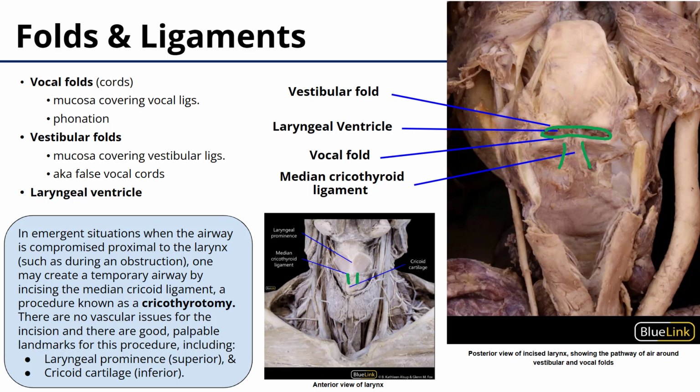A cricothyrotomy is an emergent procedure to gain access to the airway if there is a proximal obstruction to it. What's good about a cricothyrotomy is that there are palpable landmarks, the laryngeal prominence superior to it and the cricoid cartilage inferior to it, and there are no vascular issues or vessels that one might come across in incising that area like they would during a tracheostomy.